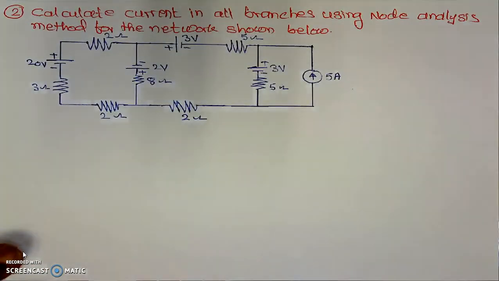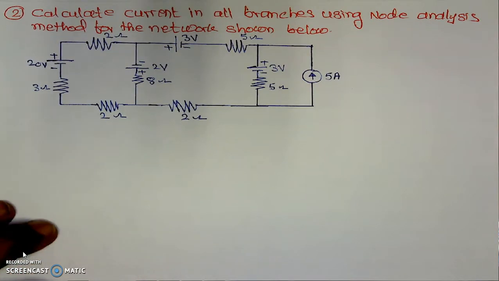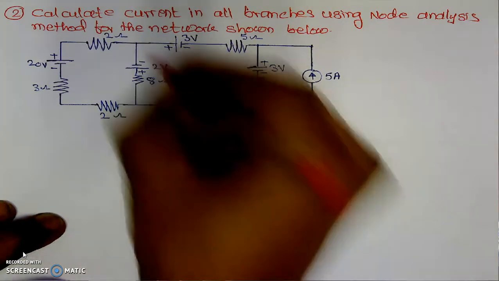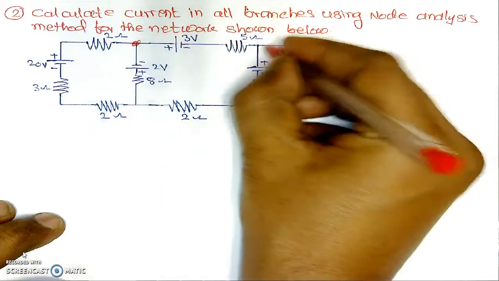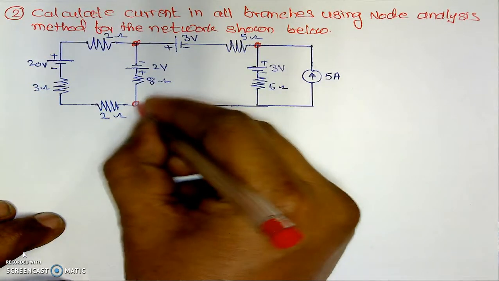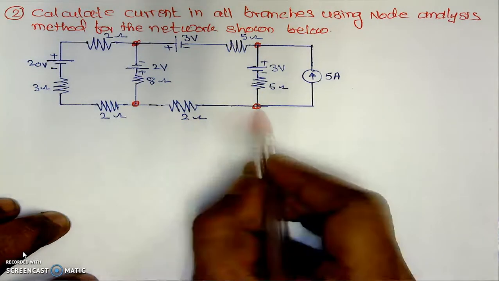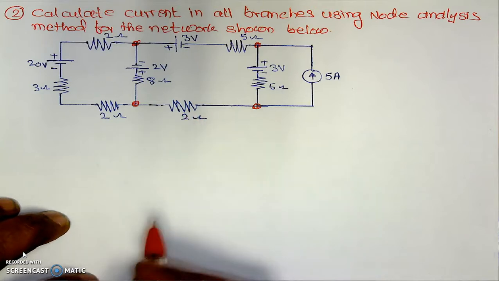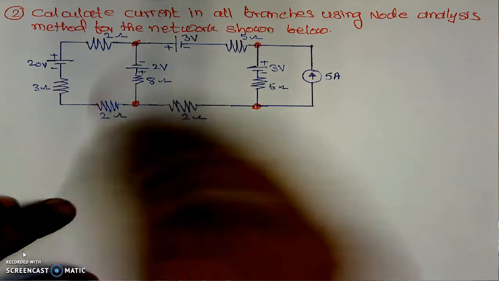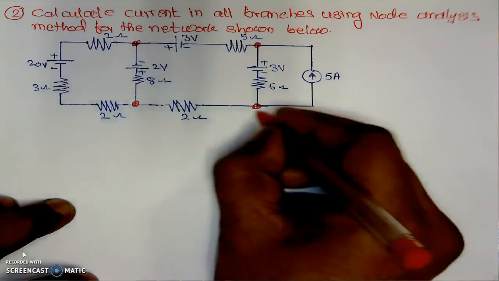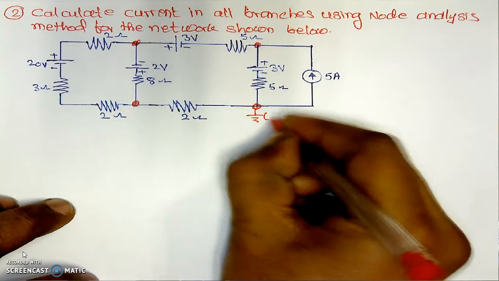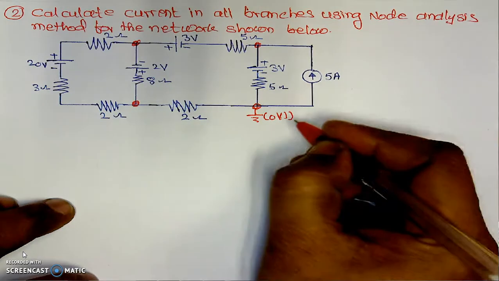Now similarly, I will increase the complexity level a bit and we will find the current in all branches using the nodal analysis method. In this case we have four nodes: node 1, node 2, node 3, and node 4. We cannot treat these two nodes as a single node because an element, the 2 ohm, exists between them. Out of these four nodes, one is treated as the ground node. I will treat this node as ground and assume its potential as 0 volt.